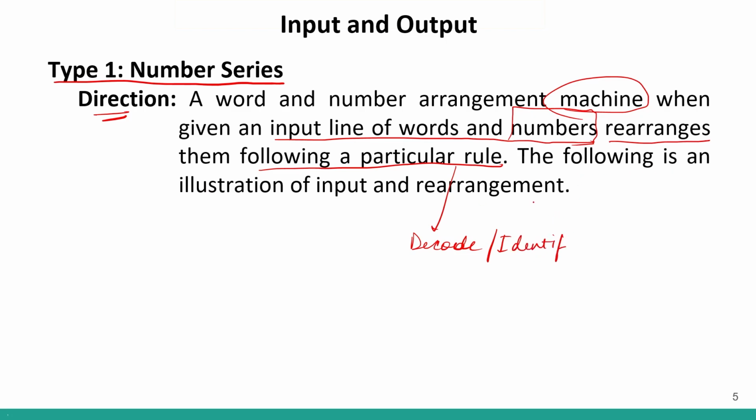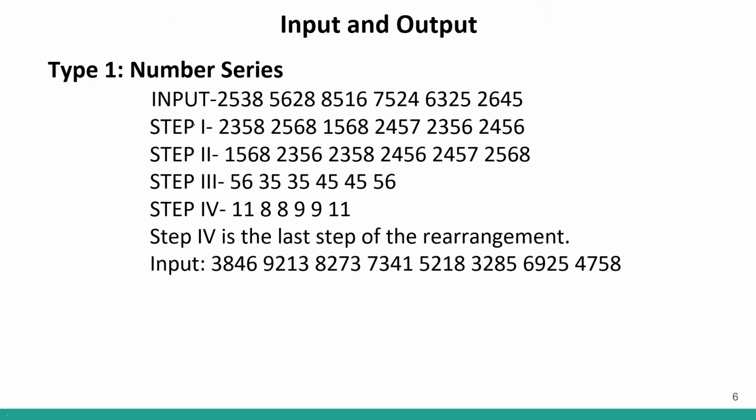The following is an illustration of input and output rearrangement. So this is the input, what you feed into the machine. Based on this, the machine performs certain operations, and step 4 is the last step. That means step 4 will be the output. So you feed the machine certain input, the machine performs certain operations and gives you an output. First we will decode this, and then we will perform the same operations on this input, because we will get questions based on this input. So we have to solve this. Okay, so let us start.